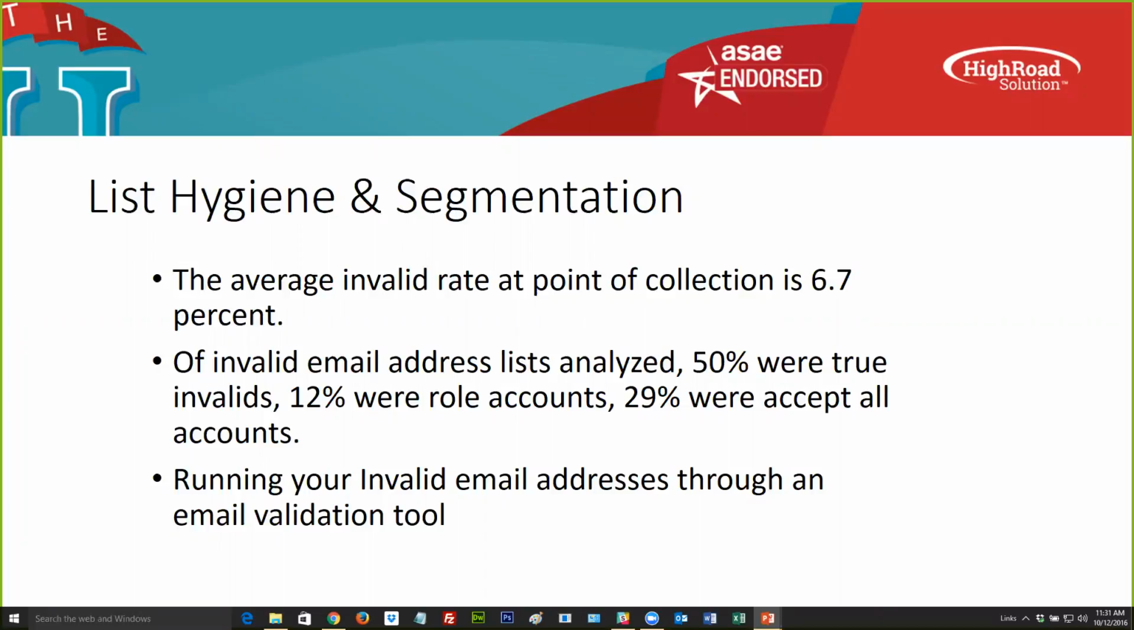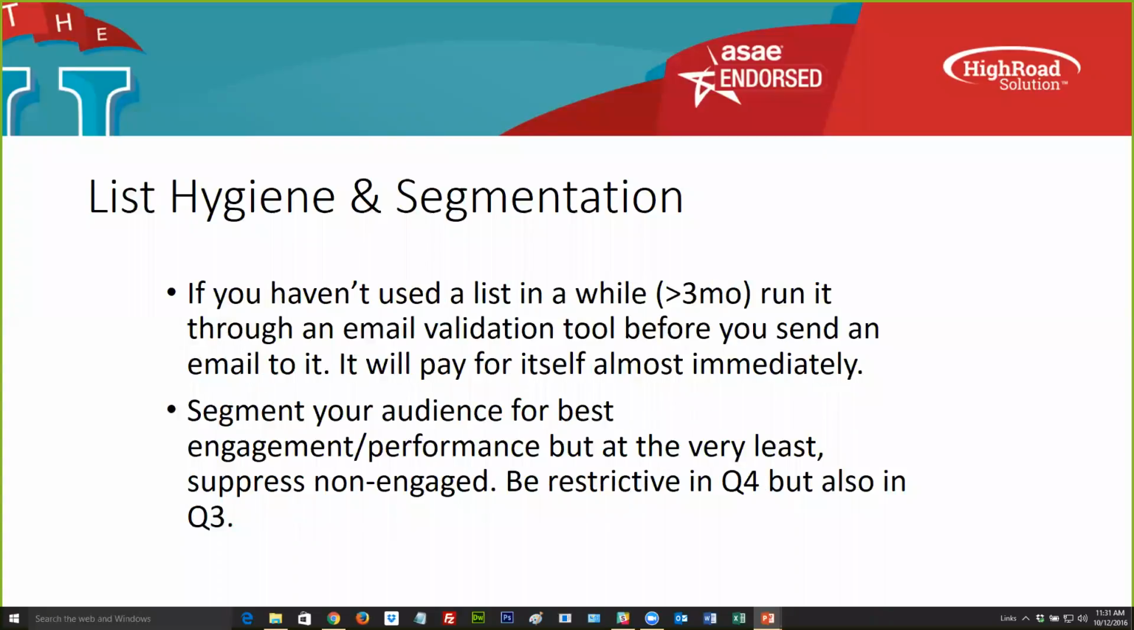So running your invalid email addresses through an email validation tool should be something you're doing every 3 months if you're not already. If you haven't used a list in about 3 months, run it through an email validation tool. It will pay for itself almost immediately. It's pennies, a couple pennies per email, and it's really a small number of invalid email addresses that you might have to deal with. So it's important to keep it clean, because for the amount you'd spend to send that email address a message, it pays for itself to just scrub them out of your database if it's not a good email address. So it's keeping things efficient that helps.